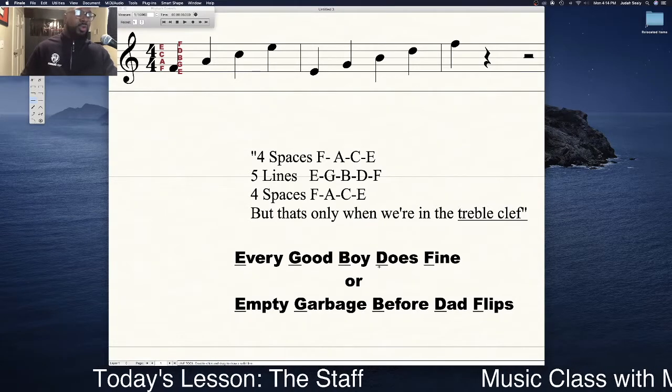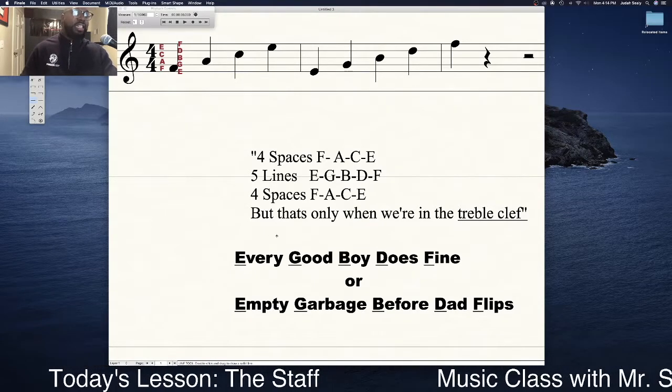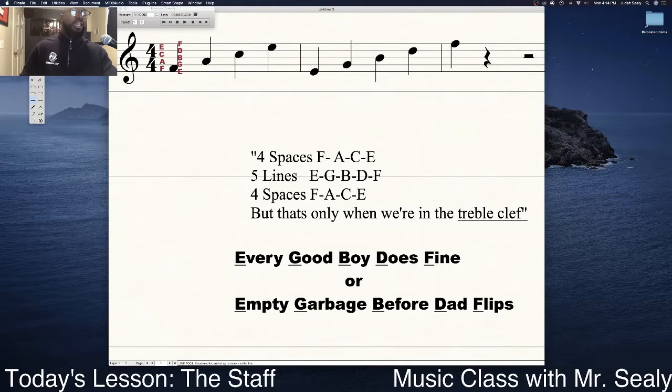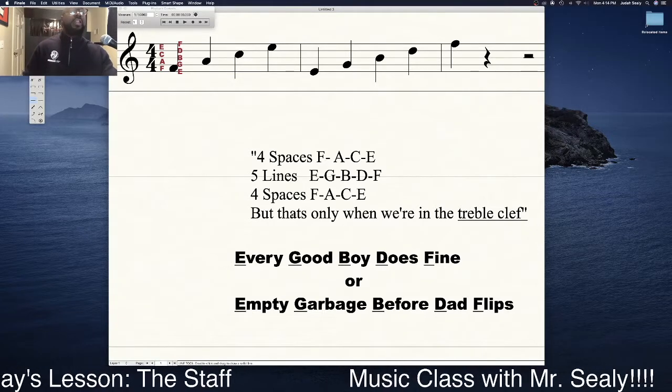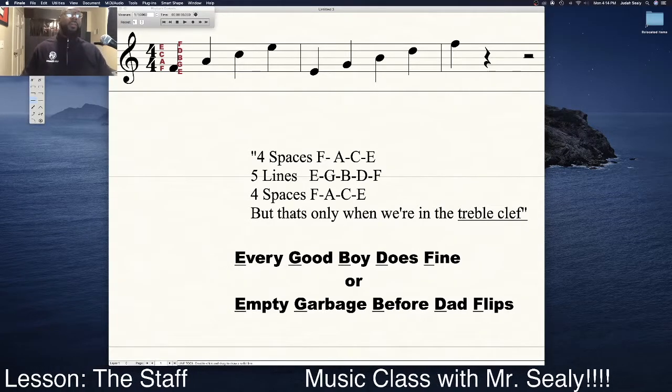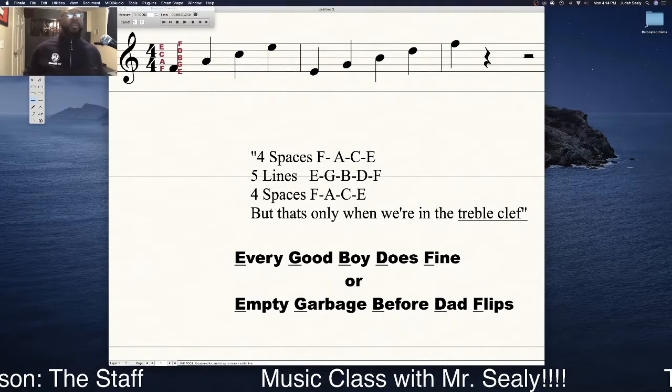Every word of that sentence starts with the first line, E, G, B, D, F, E, G, B, D, F, and so on and so forth. So we're going to sing the song. So everybody come on over to me, to my piano, and we're going to sing it.